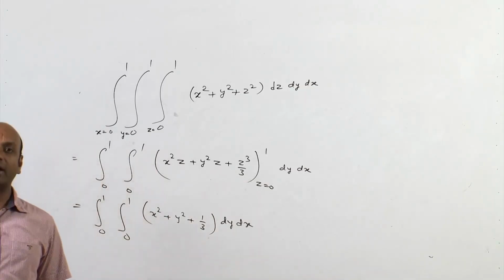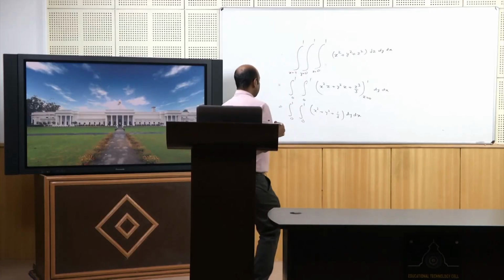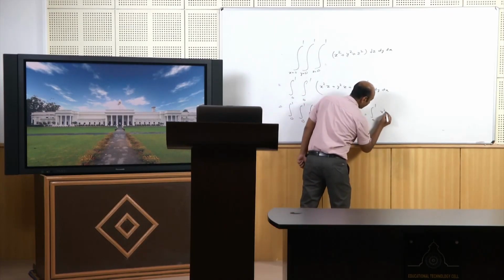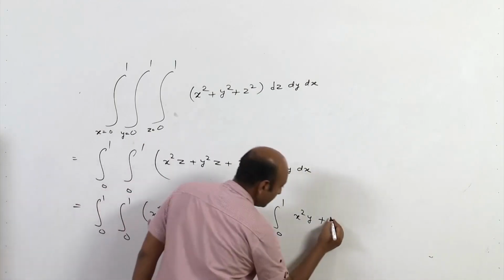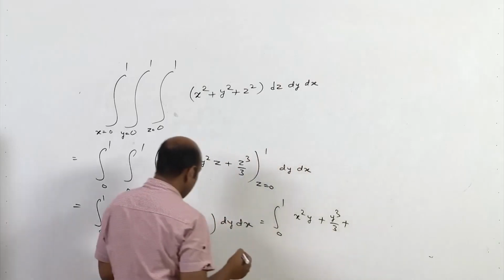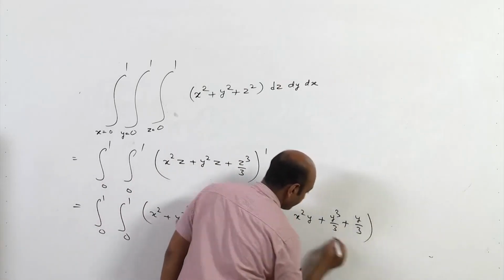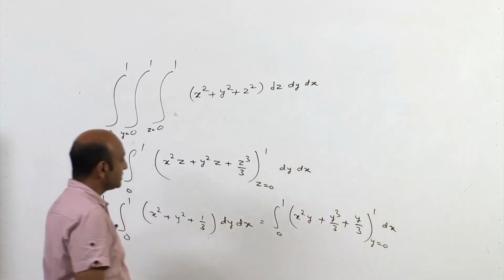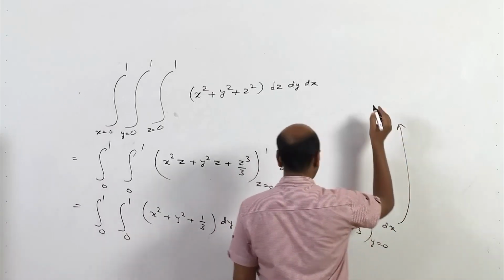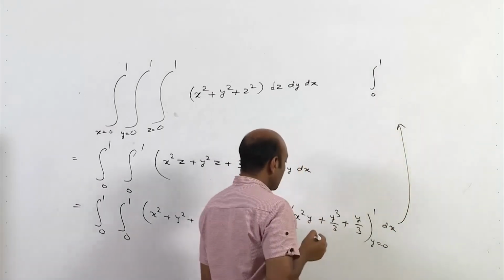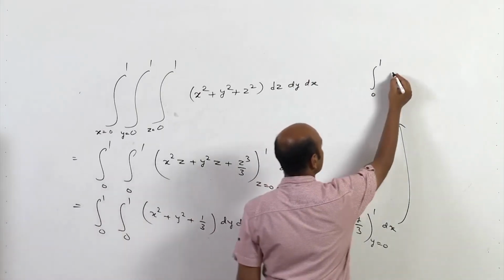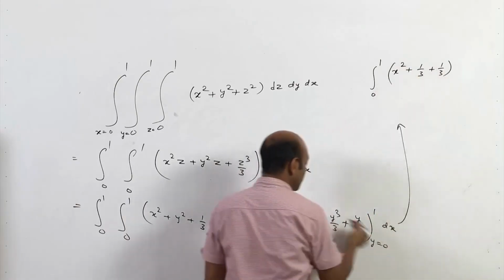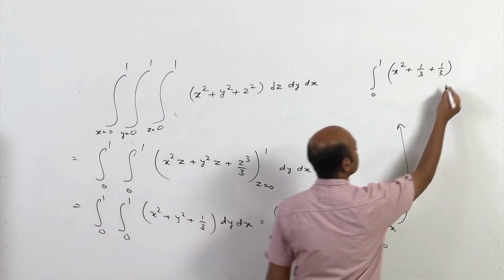Now, you integrate with respect to y, keeping the other variable, which is x, constant. So, it is 0 to 1, x square y plus y cube by 3 plus 1 by 3 is y by 3, from y equal to 0 to 1, and dx. So, this value will be, from 0 to 1, you put y equal to 1, then it is x square plus 1 by 3 plus 1 by 3, and for y equal to 0, all are 0, into dx.